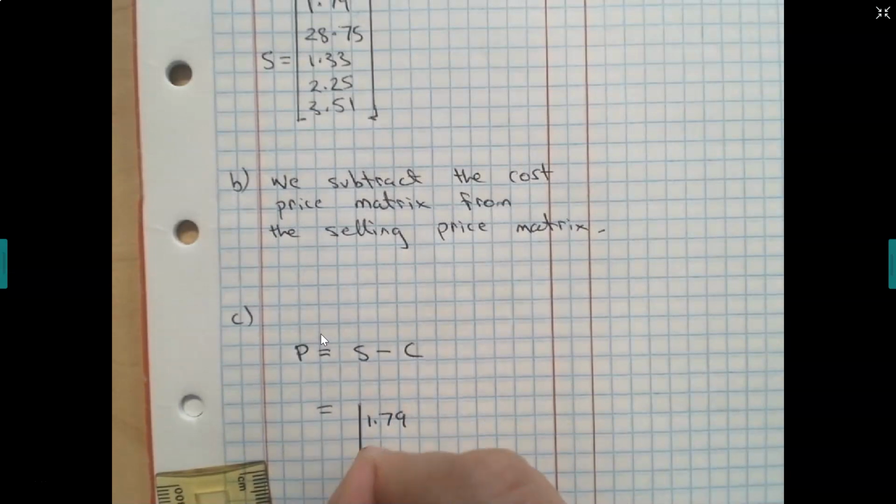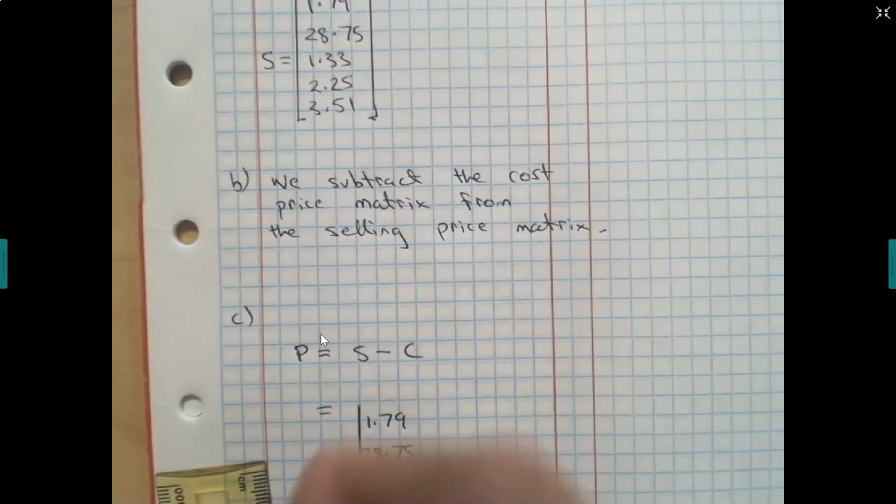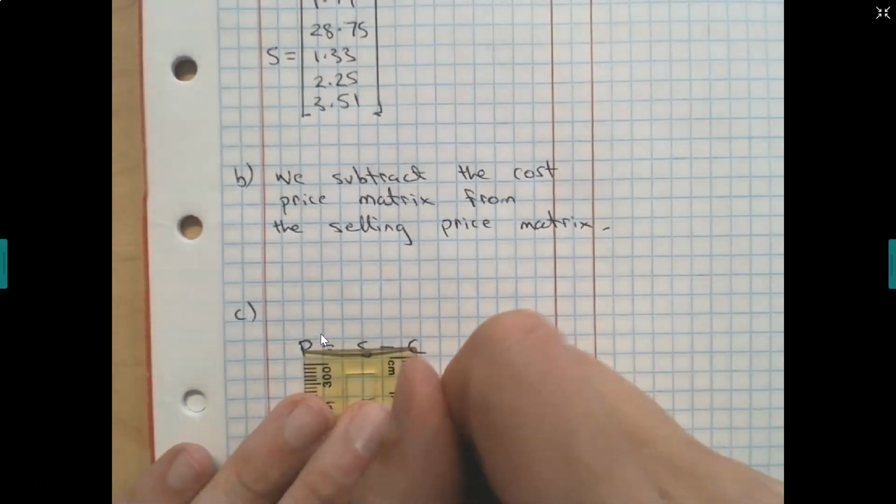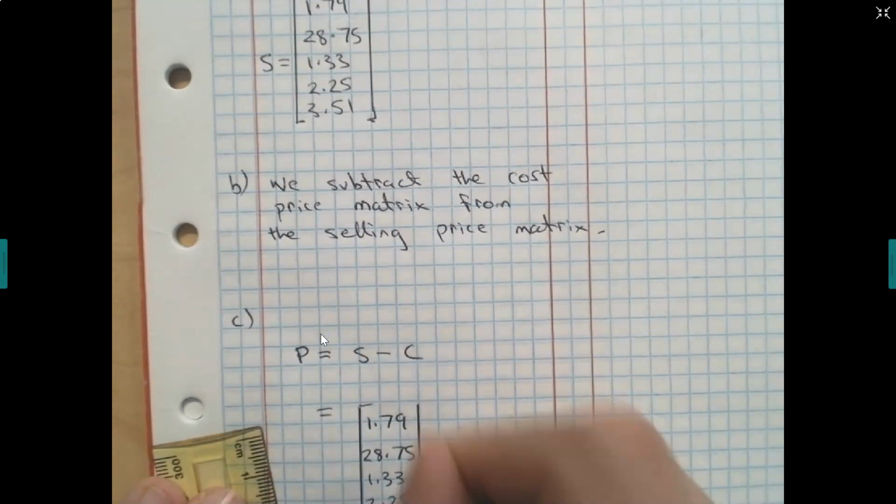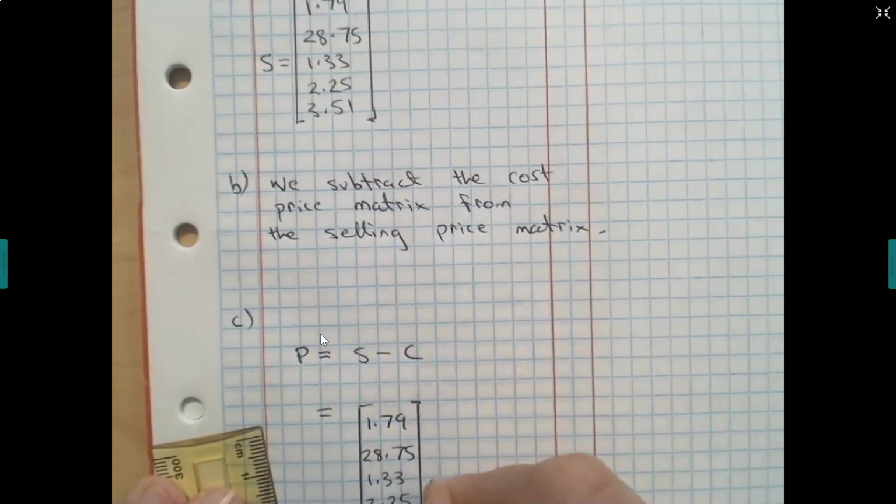So you can write out your values for S, which were 1.79, 28.75, 1.33, 2.25, 3.51. And we're subtracting the cost matrix.